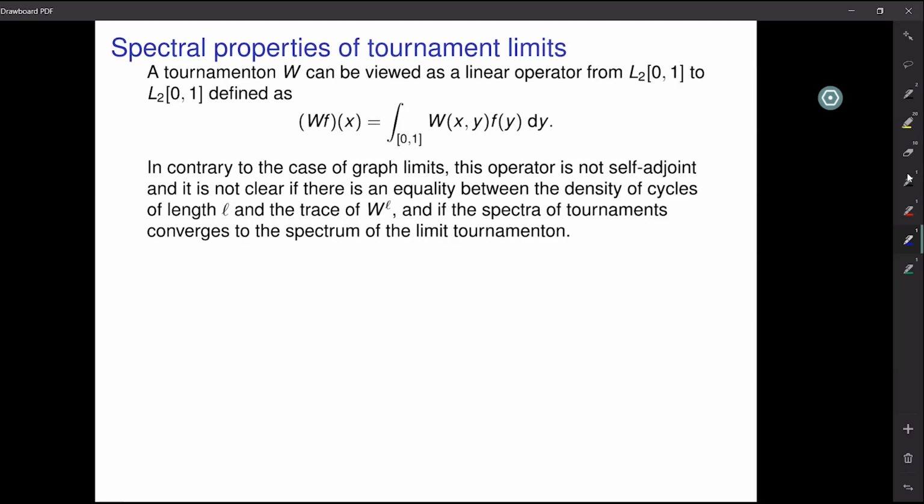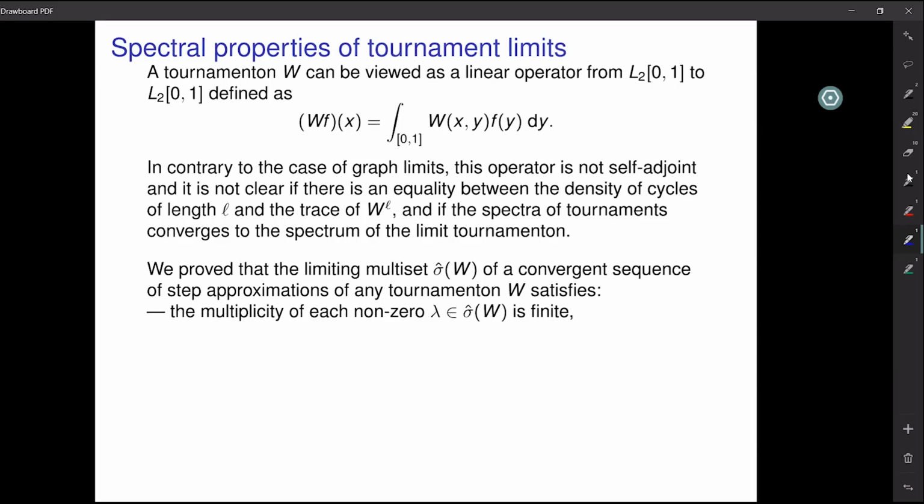So what we proved, we didn't prove exactly what we would like to. I mean, this tournamenton behaves nicely, but we proved that if we consider a sequence of step approximations, some specific particular approximation of our tournamenton, and we look at the spectrum of these tournaments, then they behave nicely. We calculate the spectrum of each of them, and we look at the limiting multiset of those spectra. And what we obtain satisfies the nice properties that we want.